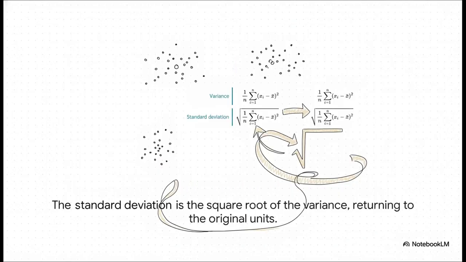And here you can see the relationship in action. You have the formula for variance, which looks a little complicated, but then you just take the square root of that result and you get the standard deviation. One flows right into the other. It's all about turning a mathematically useful number into a practically useful one.